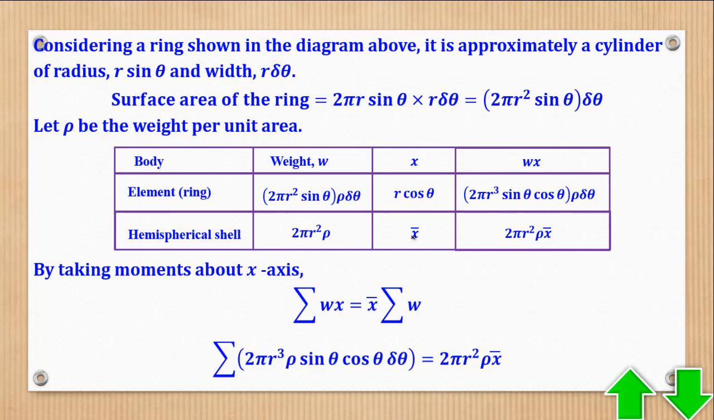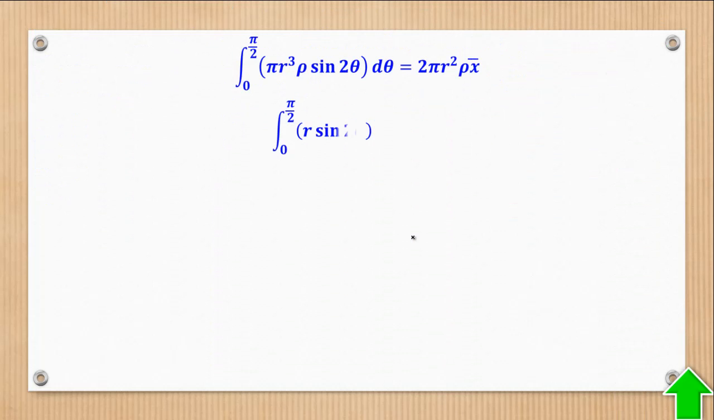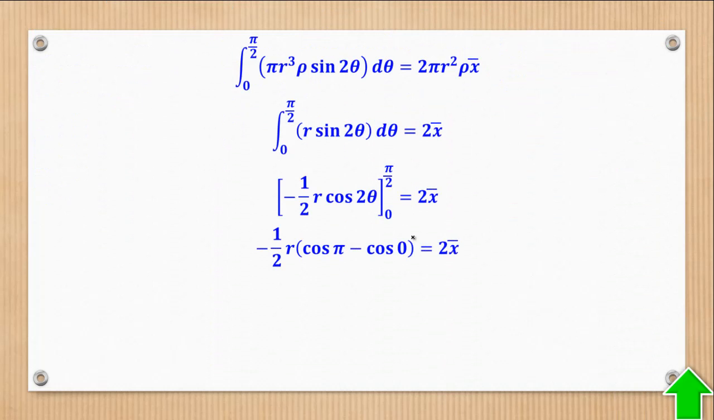So you substitute, then summation becomes integral, simplify, then you integrate, substitute limits, simplify, and get the x bar, and that's what they wanted.